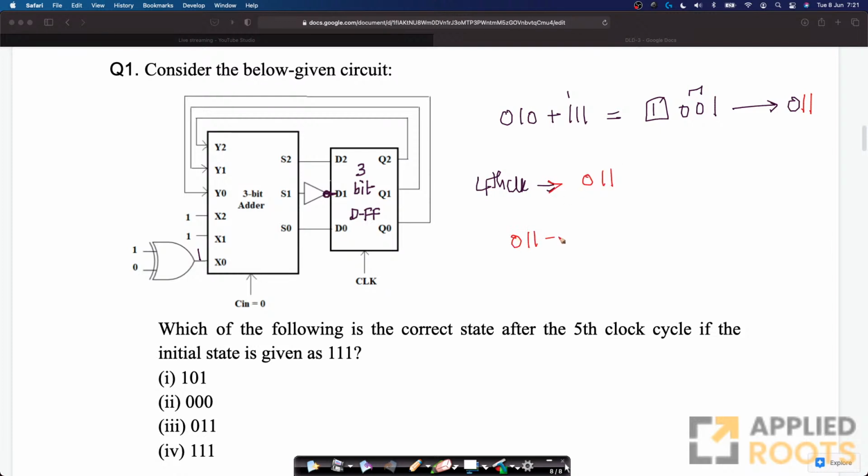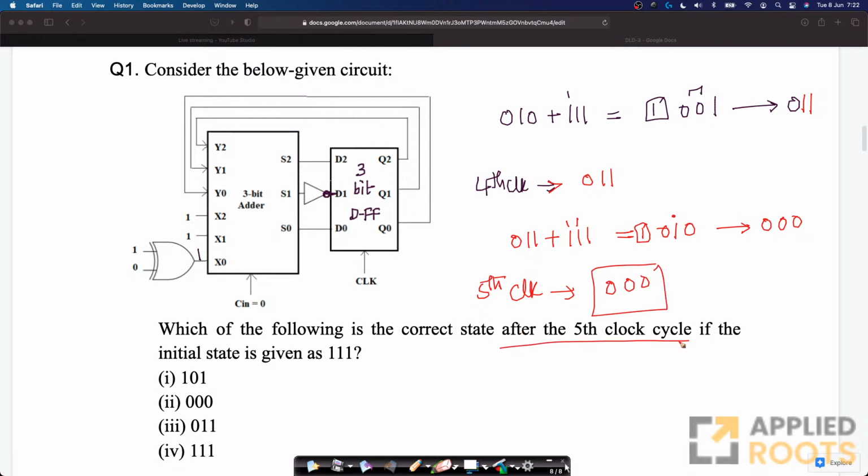So what do you do now? You take 011 plus 111. What will this be? 110. Carry 1, 111, so you get 1, and you get 1 here. 1 plus 1 is 0, carry 1. We can just ignore this. Now this will get complemented, which means this will become 000. So the input before the fifth clock cycle is 000. After the fifth clock cycle, what is the output now? It's going to be 000. Again, the question says after the fifth clock cycle. The fifth clock cycle has ticked, which means whatever is the input will get passed to the output, and your answer is 000.